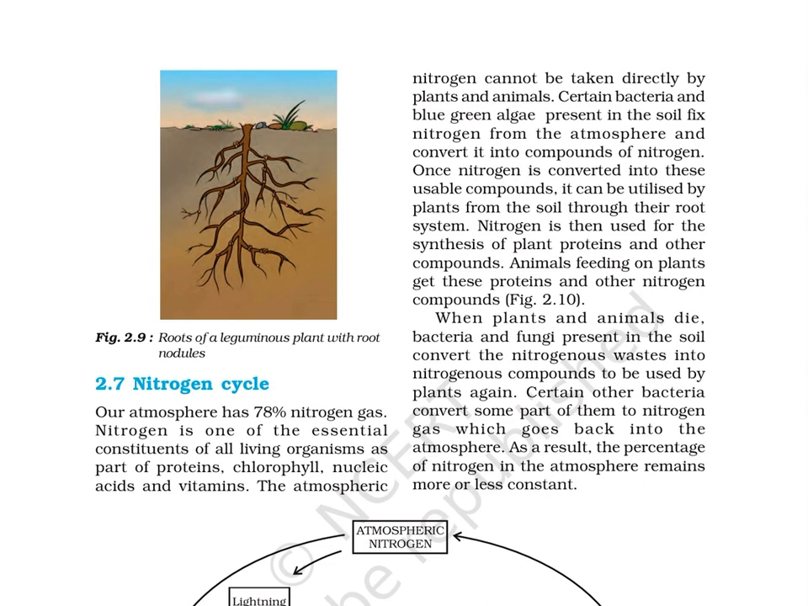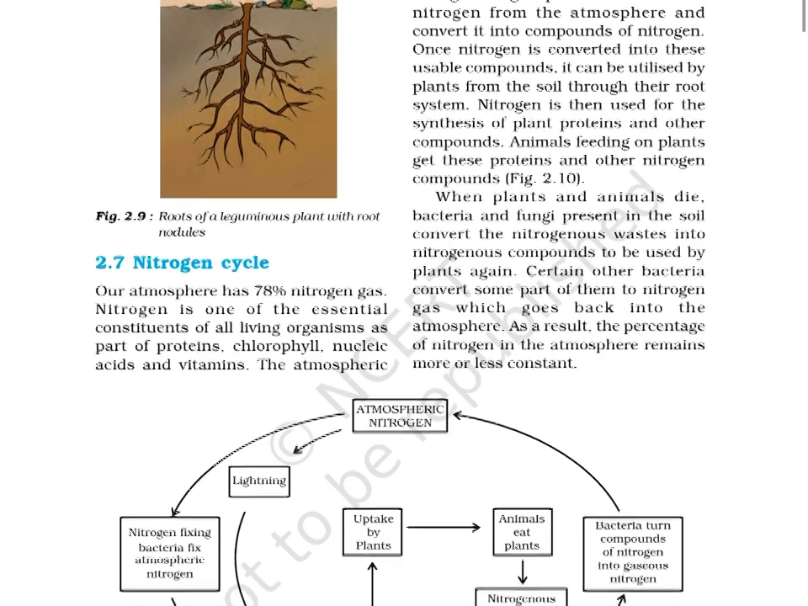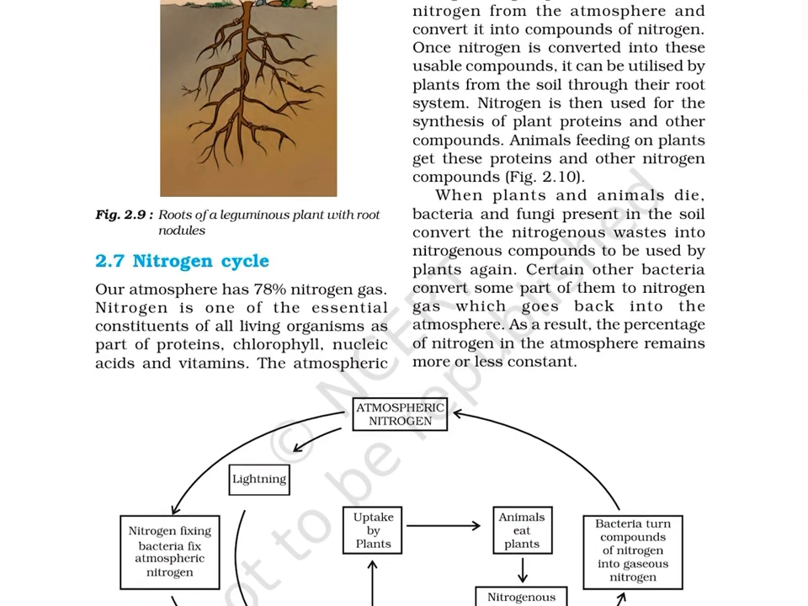When plants and animals die, bacteria and fungi present in the soil convert the nitrogenous wastes into nitrogenous compounds to be used by plants again. Certain other bacteria convert some part of them to nitrogen gas, which goes back into the atmosphere. As a result, the percentage of nitrogen in the atmosphere remains more or less constant. Figure 2.10 shows a nitrogen cycle.